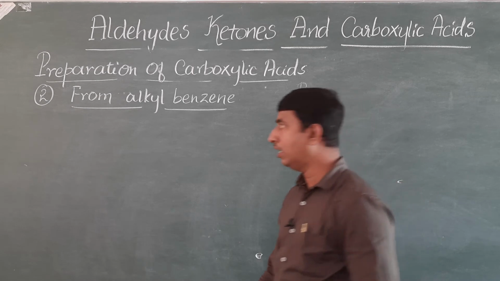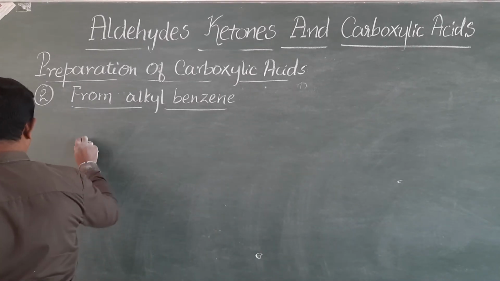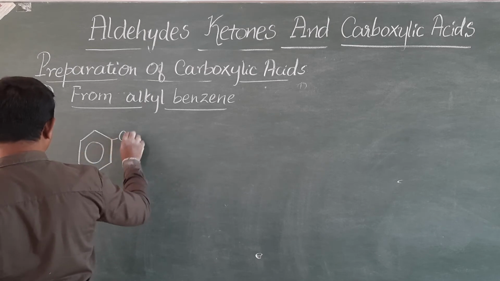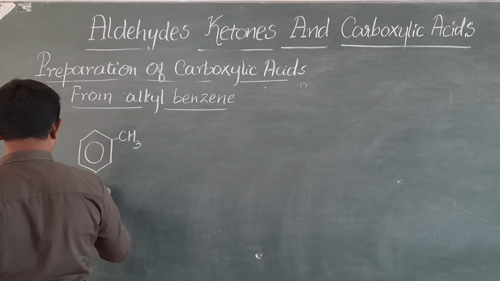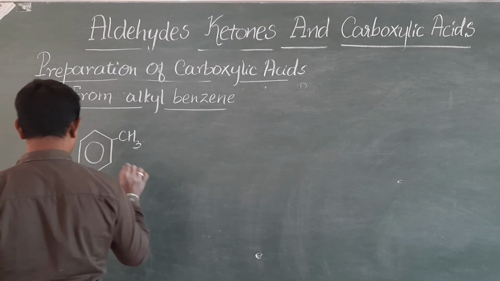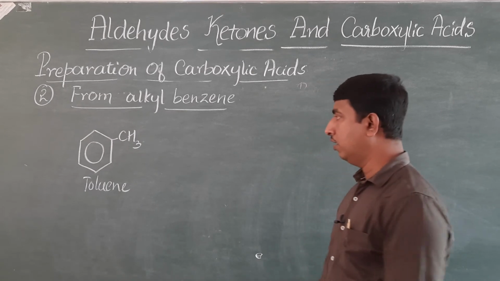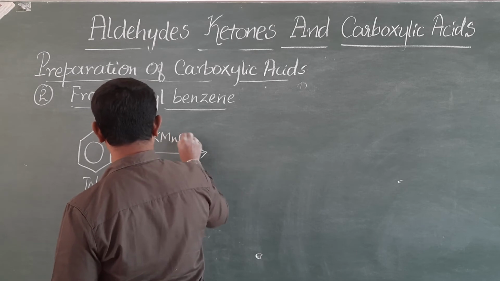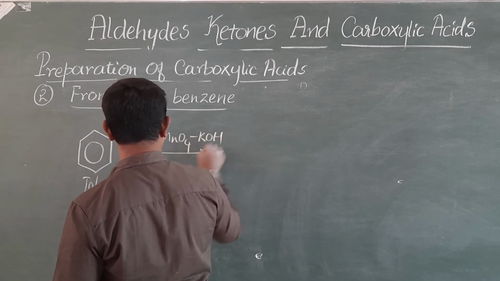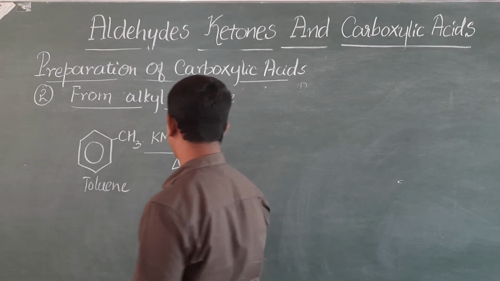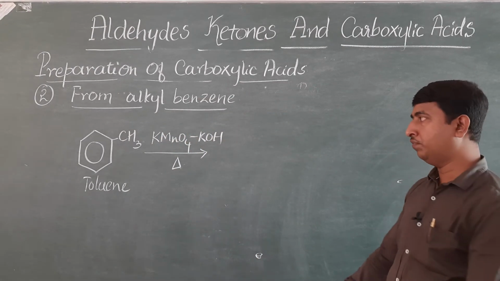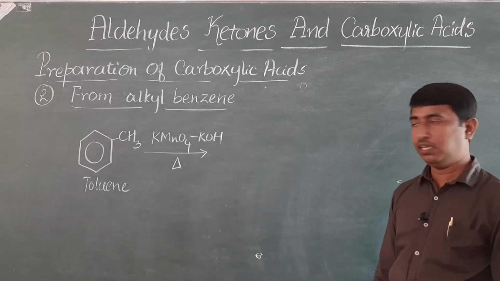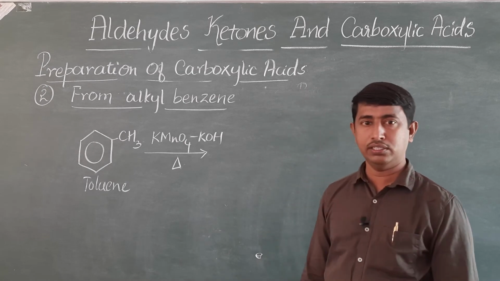So example for alkyl benzene, methyl benzene. Methyl benzene is also called toluene. Now this methyl benzene, when it is subjected to oxidation by using alkaline KMnO4, the side chain readily undergoes oxidation, correct?